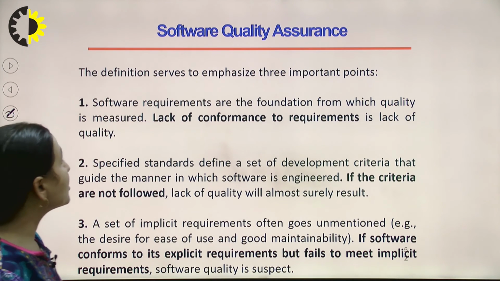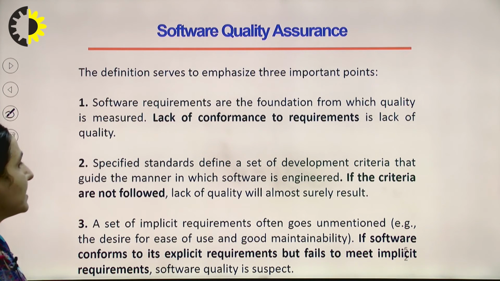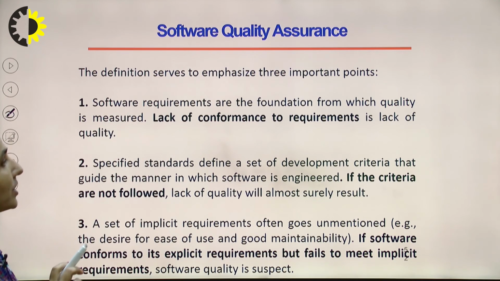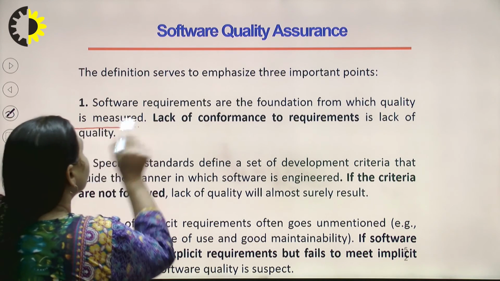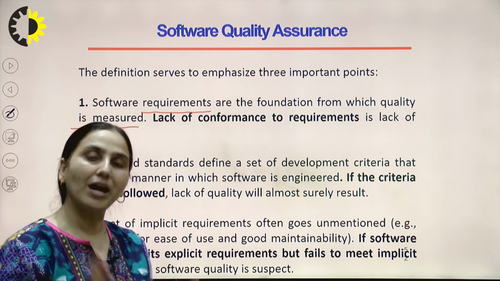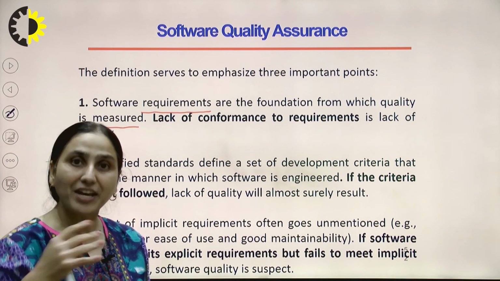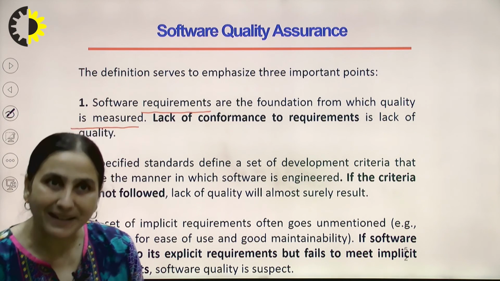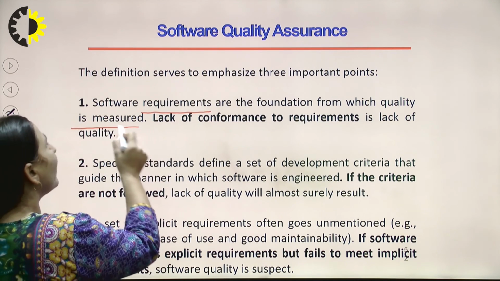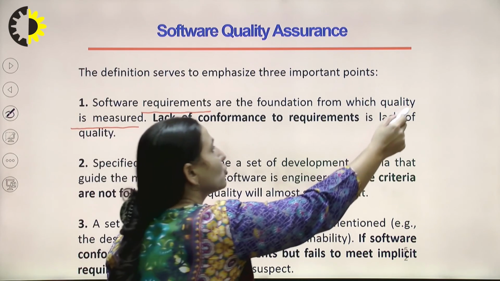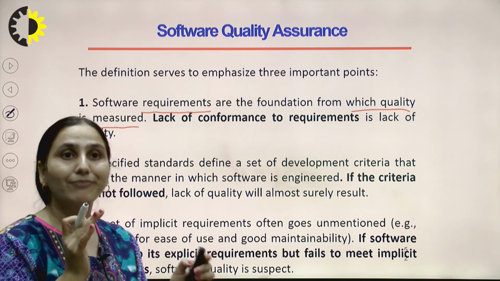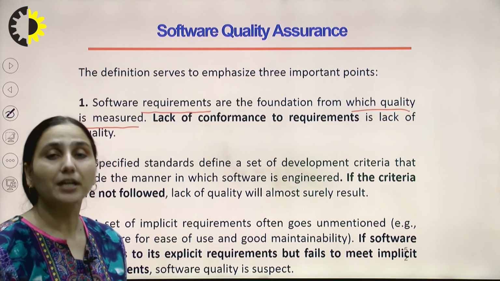Now, the definition serves to emphasize three important points. These are three important points that we are actually going to emphasize. First, software requirements are the foundation from which quality is measured. Until and unless, as I told you, requirements play an important role. If requirements have not been fetched in the proper way, in the complete way, we cannot expect that the product that we deliver at the end is a qualitative product. This requirement is so important that it works as the foundation for the quality by which we can measure it.